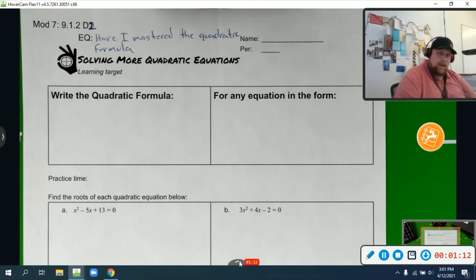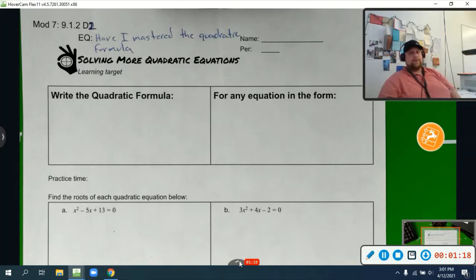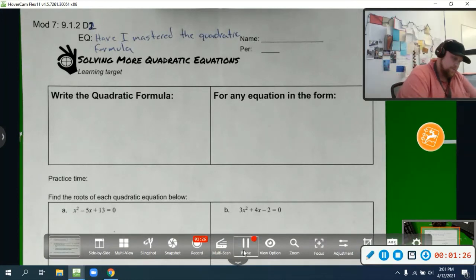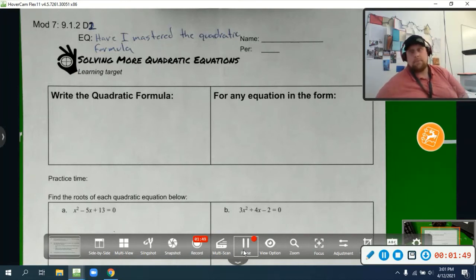All right, take a minute, and you can even look at yesterday's homework to write the quadratic formula. Ready, set, go. I'm going to pause it because I'm going to write it. Maybe that helps you remember, or gives you a creepy song to listen to. Either way, you're welcome.